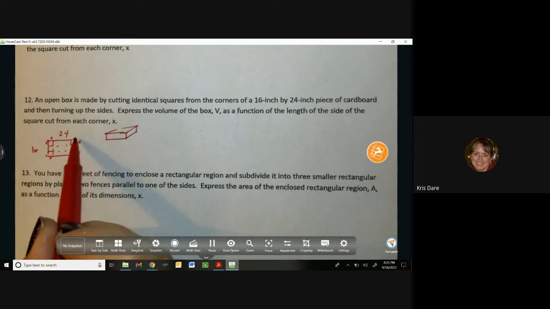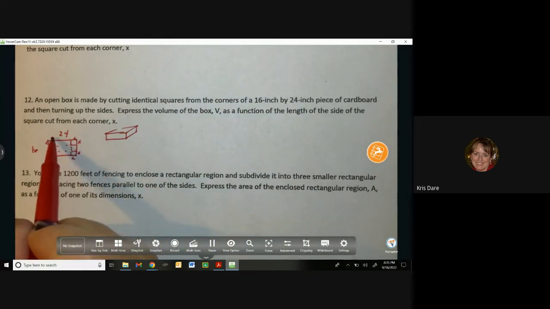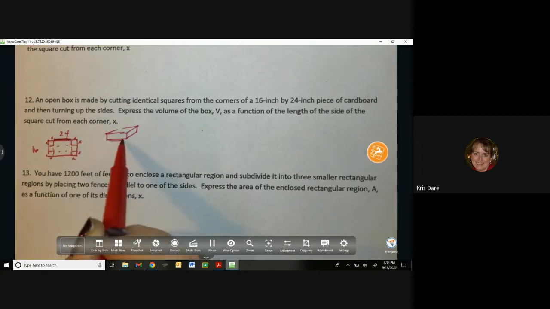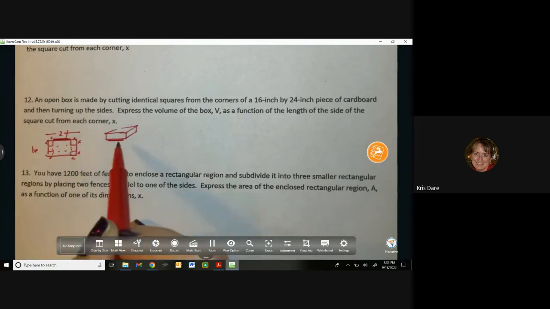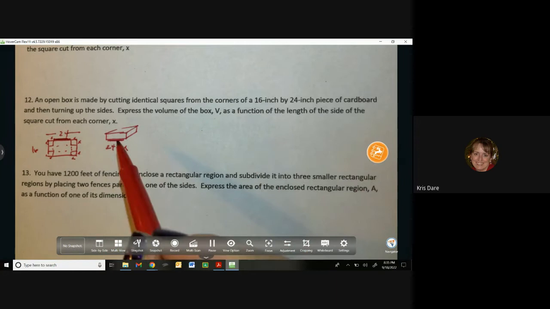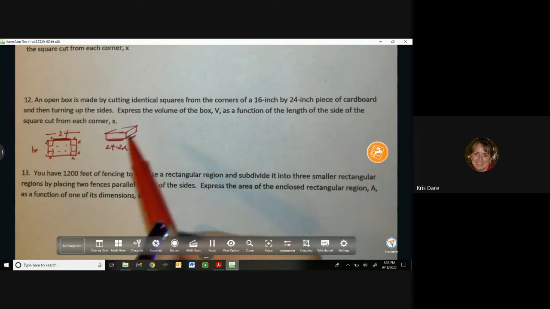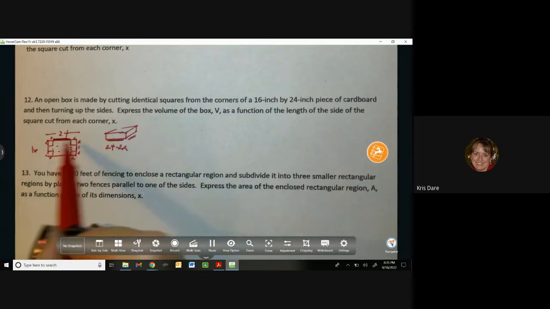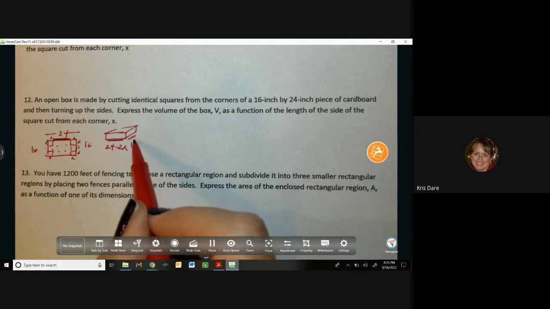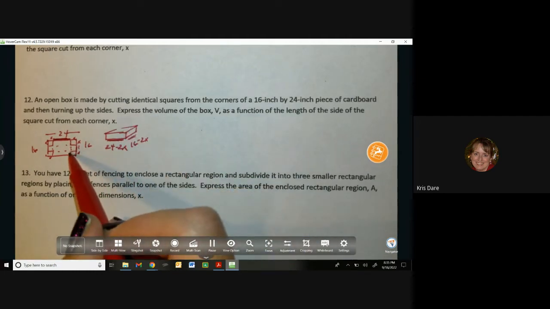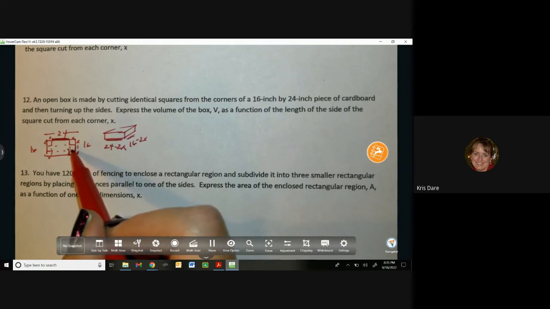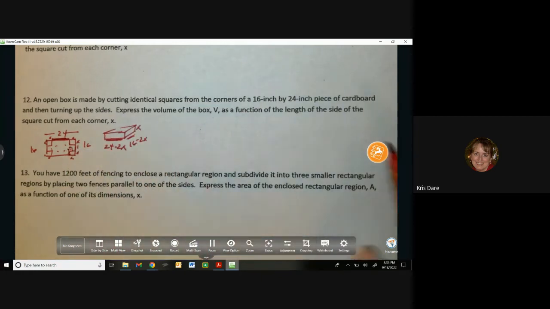It's no longer 24 long, it's 24 minus, so now it's only from here to here, right? That's what's going to go here. So it was 24, and I'm taking off an x on each end, so that's going to be 24 minus 2x, okay? And then this side started out being 16, so it's going to be 16 minus 2x. And then how tall is it? Well, if I fold along here, this end's going to be folded up, and so is this one, and it's going to be x tall.